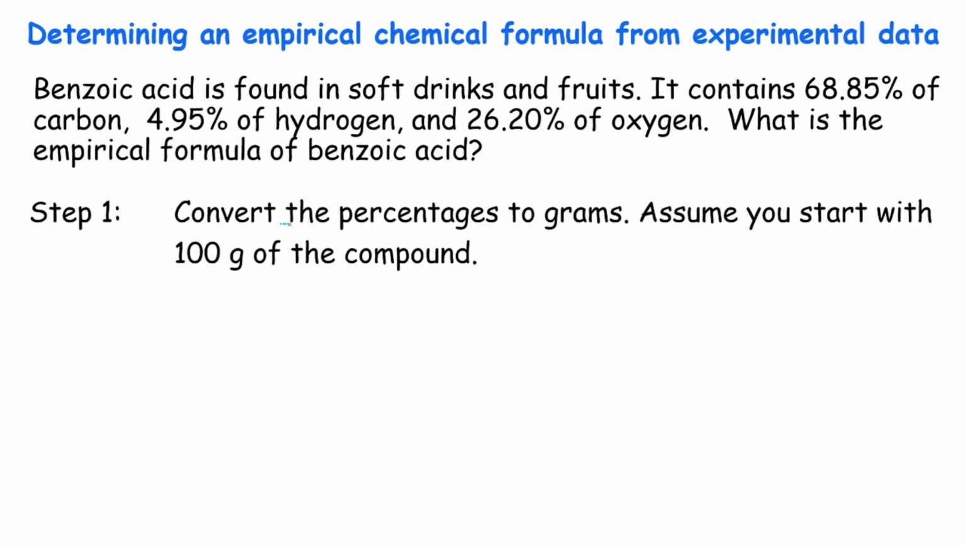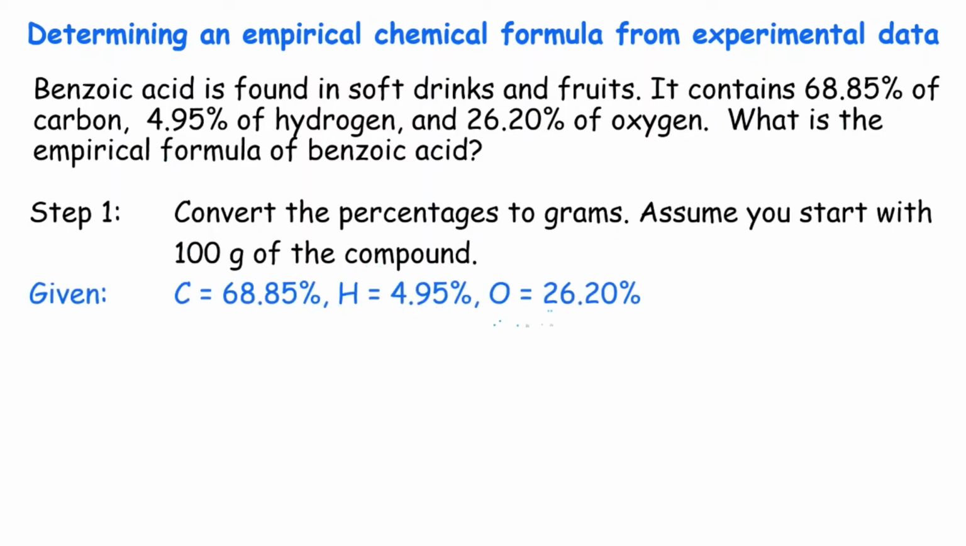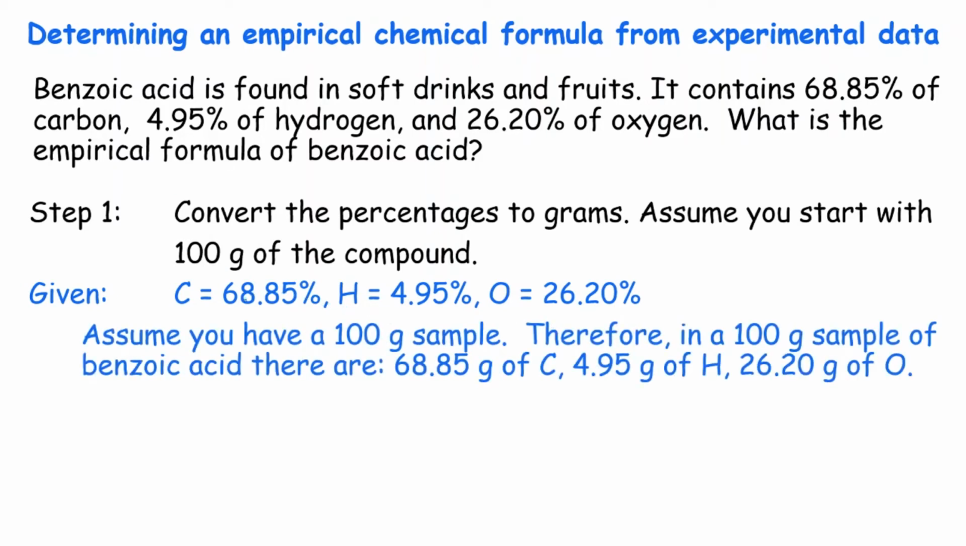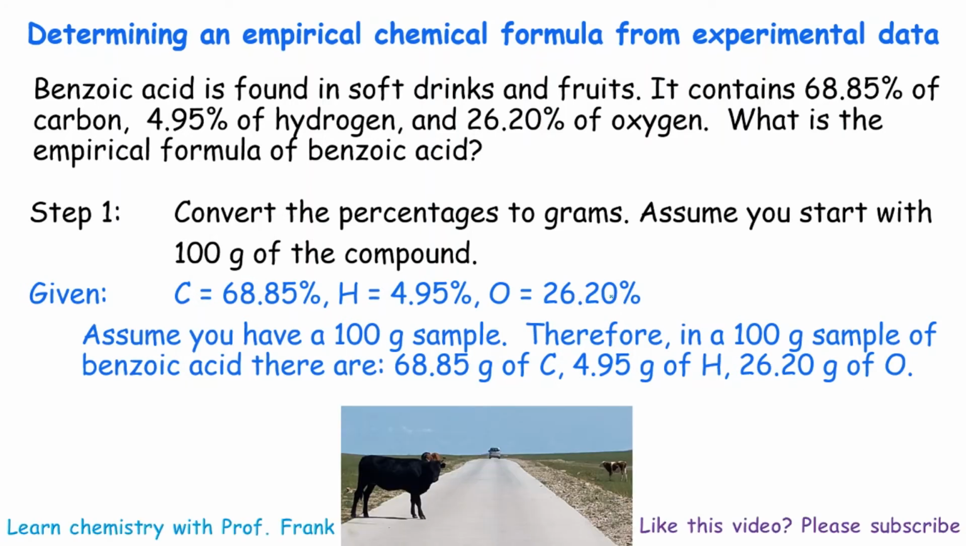Start with number 1. Convert percentages to grams. Just assume you have 100 grams, then those percentages simply change to 68.85 grams. That's what I have here. And then 4.95 grams, that's hydrogen, and the first one is carbon. And then oxygen, again, you change that percentage to grams. Very simple. But if you already have grams given in the problem, you just ignore step number 1.